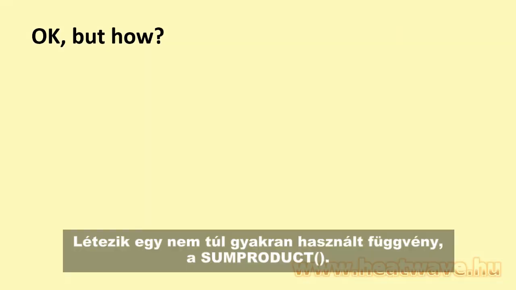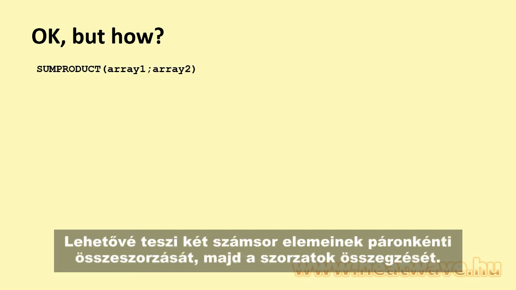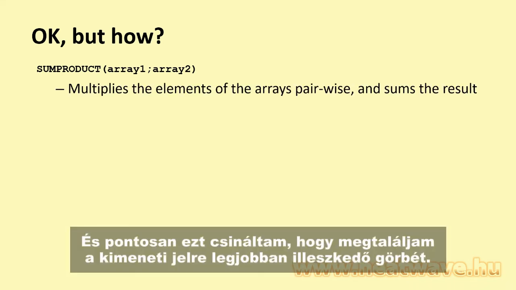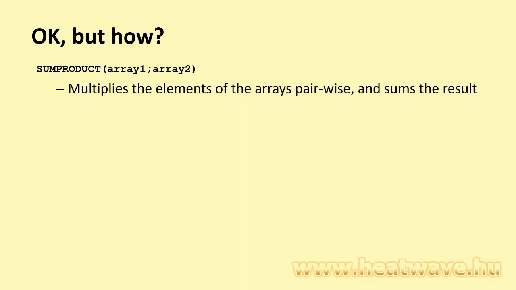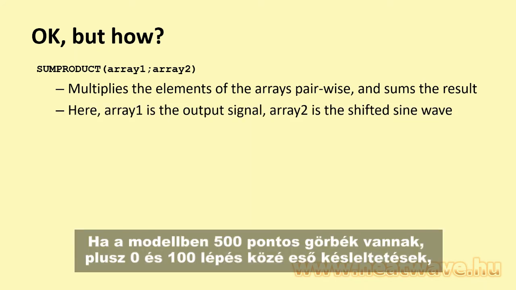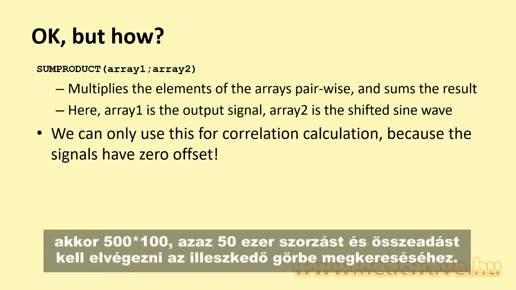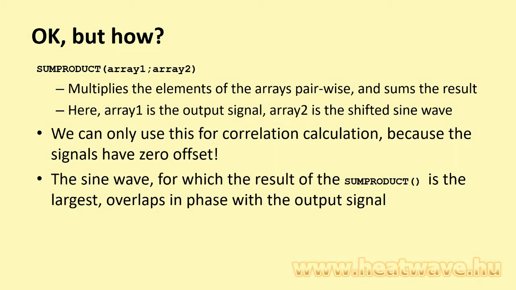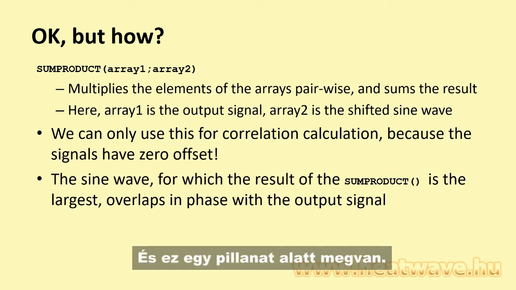There is a function called SumProduct that is not used too often. It allows to multiply arrays of numbers pairwise and sum the results. And this is exactly what I did to find the curve that overlaps the output best. If you have a model with 500 points and phase shifts between 0 and 100 steps, then 500 times 100, so 50,000 multiplications and additions need to be performed to find the best match. And this is done in an instant.